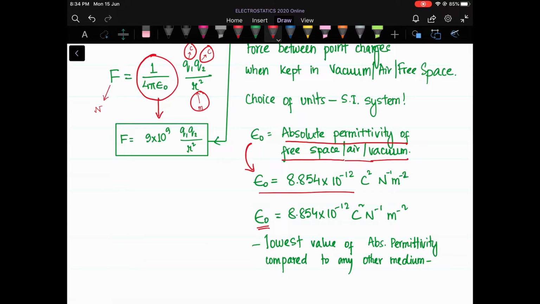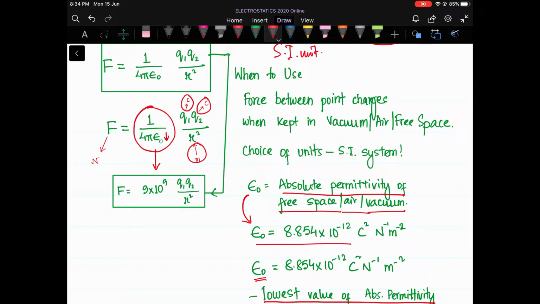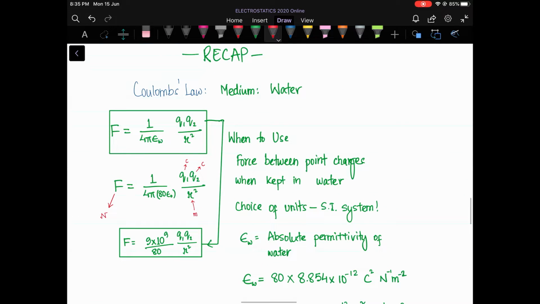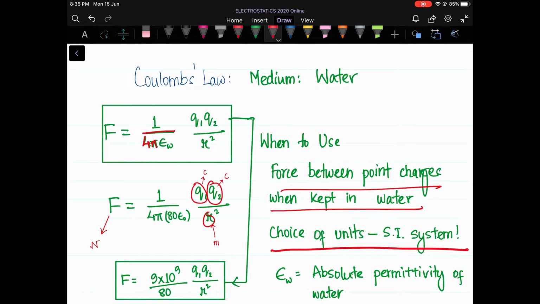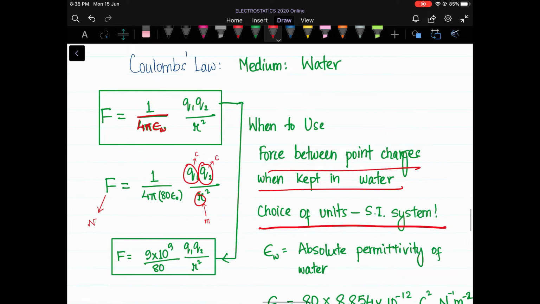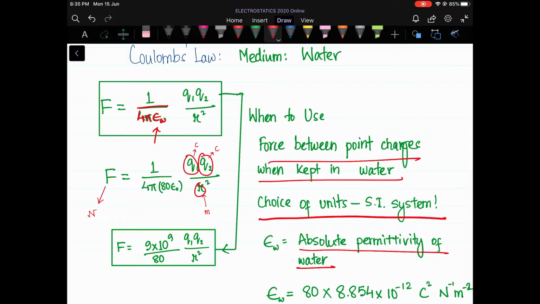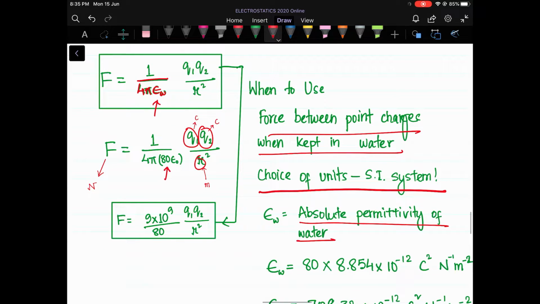And the value of this epsilon naught is the lowest for any medium that we can talk about. Now because of the lowest value of epsilon naught for your air, vacuum or free space compared to other medium, the force between the 2 point charges is found to be maximum in air, vacuum or free space. So if our medium is water and our choice of unit is your SI system, that means Q1, Q2 again you can see are measured in coulombs and R is measured in meters, then we must write the formula as 1 over 4 pi epsilon W, which represents absolute permittivity of water. Now if it is air, you saw we have replaced here by absolute permittivity of air. It is water, so we must write absolute permittivity of water, and this epsilon for water is found to be 80 times the epsilon for your air.